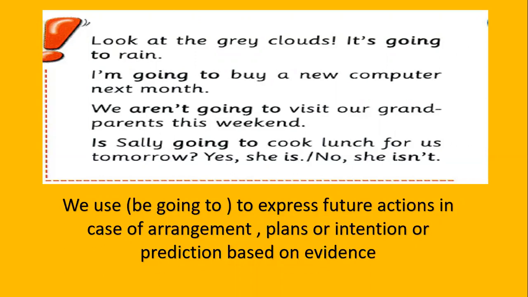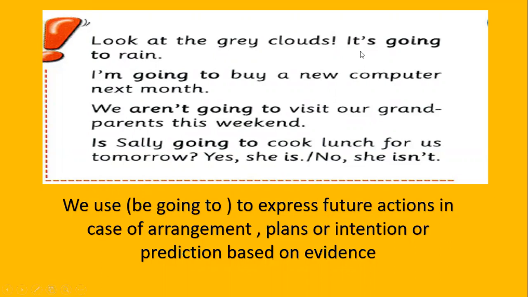Here, this is prediction. Prediction means that you expect something to happen in the future. So in the first sentence, look at the gray clouds, it's going to rain. I cannot say it will rain. Why? Because here the meaning of prediction is that you expect something to happen in the future or in the near future. So here there is an evidence. What's the evidence, teacher? The evidence is that you see the gray clouds. So you cannot say it will rain. You must say it's going to rain.